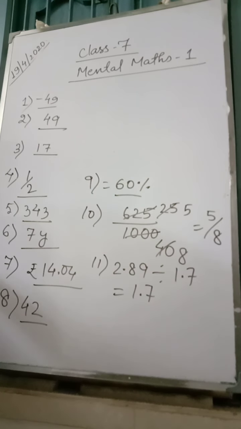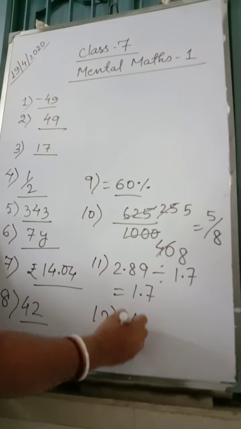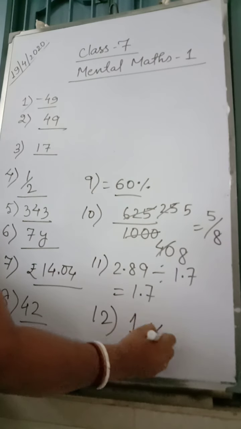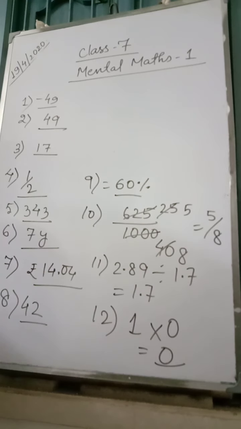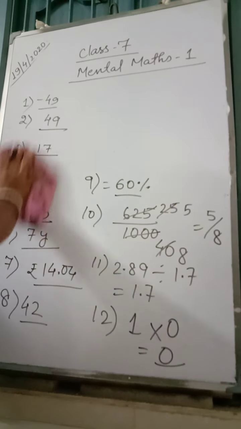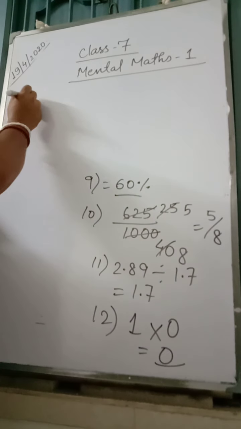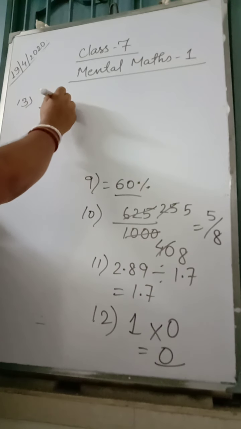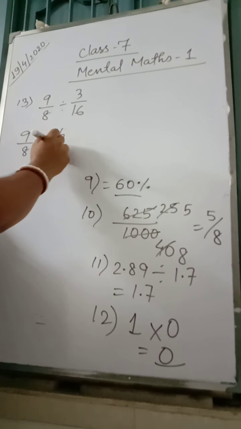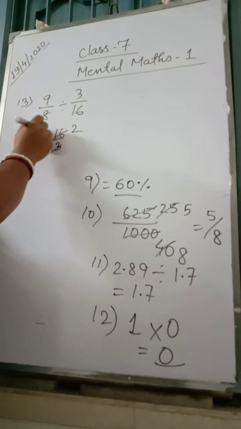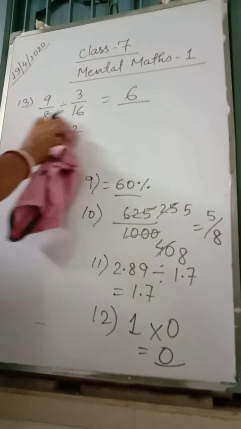Number 12. 8 to the power 0 and 0 to the power 8. 8 to the power 0 is 1, and 0 to the power 8 is 0. So 1 into 0 is 0. Answer is 0, number 12. Come to question number 13. It is given 9 by 8 divided by 3 by 16. So 9 by 8 into 16 by 3. 8 twos are 16, 3 threes are 9. So the answer is 6. Question number 13, answer is 6.